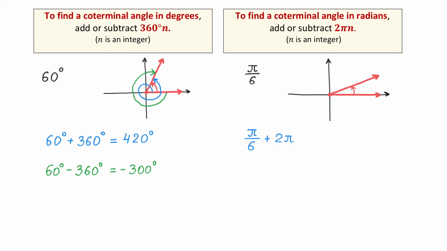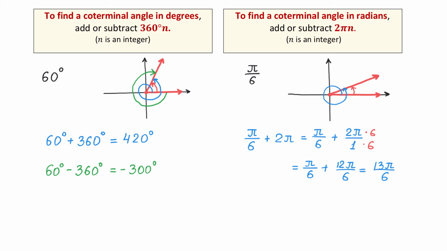I will add it just once, and now to add, we have to get the same denominator. So let's rewrite this as pi over 6 plus 2 pi over 1. And now the least common denominator is 6, so we will multiply the numerator and the denominator of this fraction by 6. Then we will have pi over 6 plus 12 pi over 6, which makes 13 pi over 6. To draw this angle, we will go counterclockwise 1 rotation and then another pi over 6.